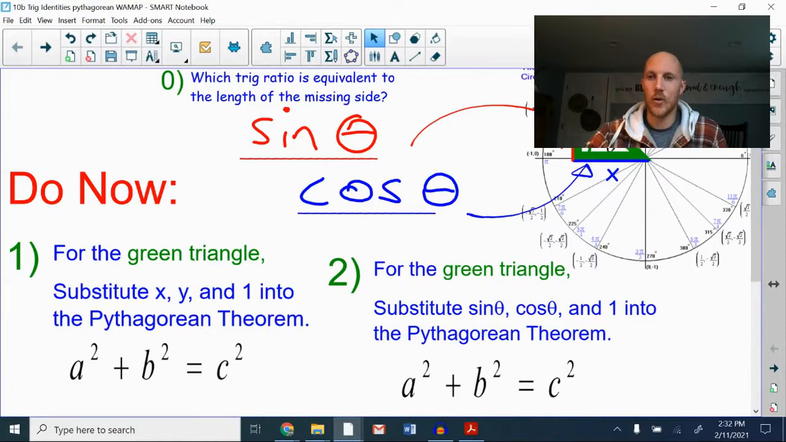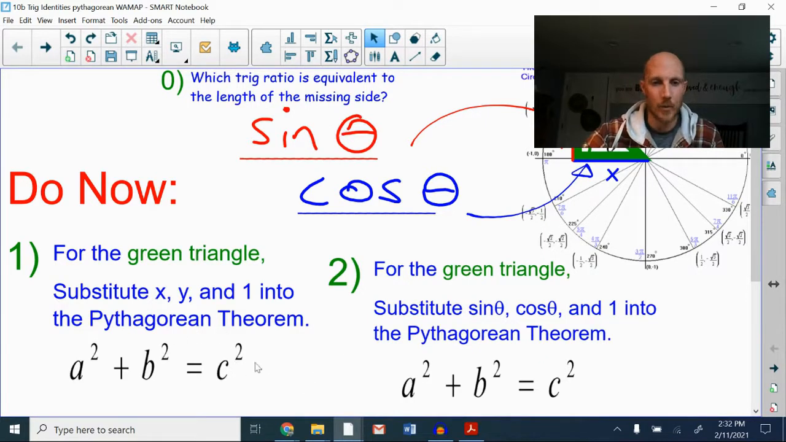Using this unit circle from a couple of days ago, we've got some substitution questions. In the illustration at the top, we've got the vector triangle labeled with 1, x, and y. Last week, you identified that the red y side is the same as sine of theta, and the blue x side is the same as cosine of theta. So we're going to use those to make some substitutions into the Pythagorean theorem.